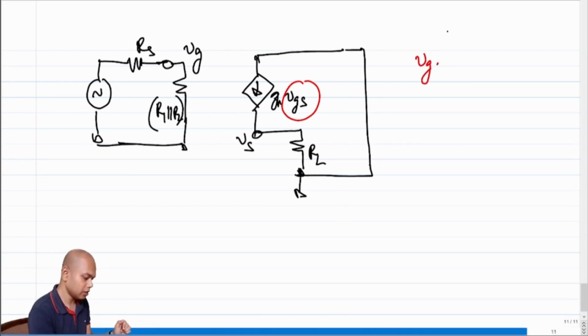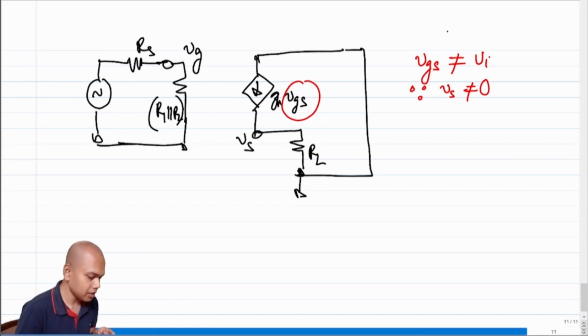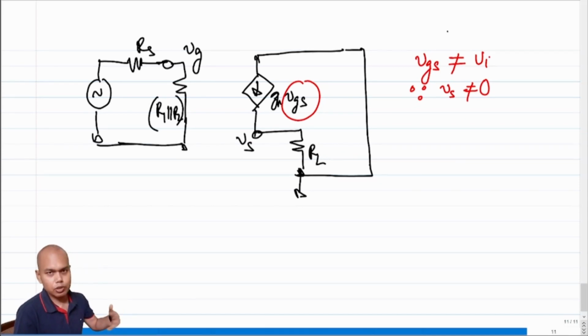So VGS is not equal to Vi in this case, right? Since Vs is not equal to 0. You have to be careful while analyzing this, because this can be a place where you might make a mistake. Because in a common source amplifier, the source is grounded, we have the habit of always writing the incremental current source as gm times Vi, which is not always the case. It's gm times VGS. In this case, Vs is not equal to 0, so you write gm times VGS while honoring the fact that the source voltage is not equal to 0.